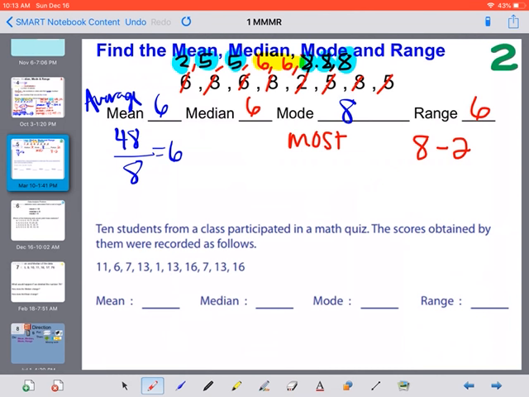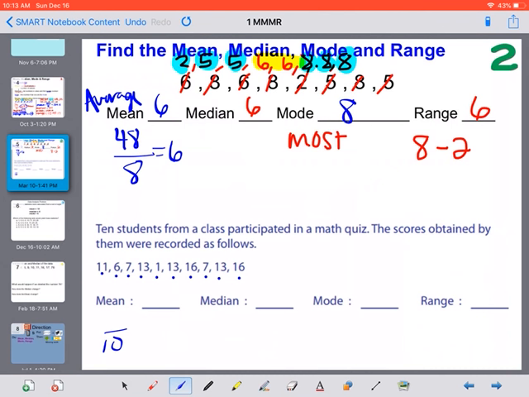Next we have a situation. It says 10 students from a class participated in a math quiz. The scores obtained by them were recorded as follows. Find the mean, median, mode, and range. So mean, let's add them all up and divide by, we have 1, 2, 3, 4, 5, 6, 7, 8, 9, 10 numbers. So we're going to add them up and divide by 10.